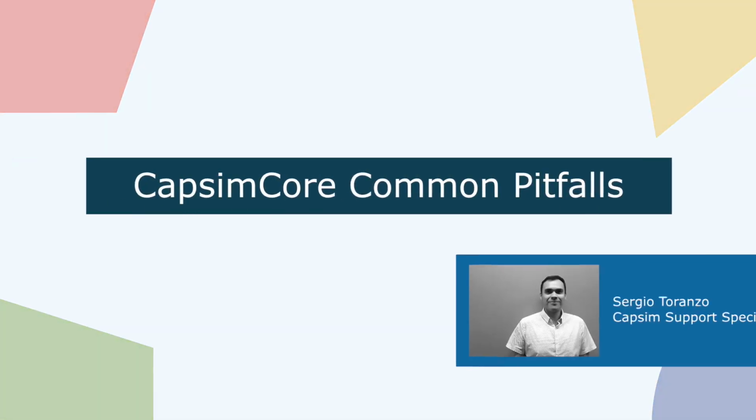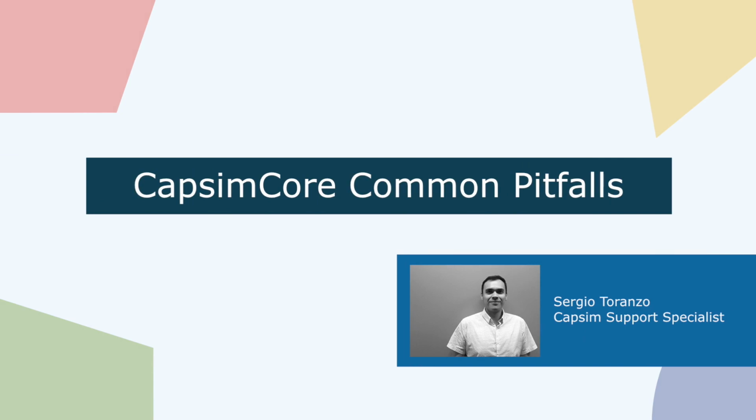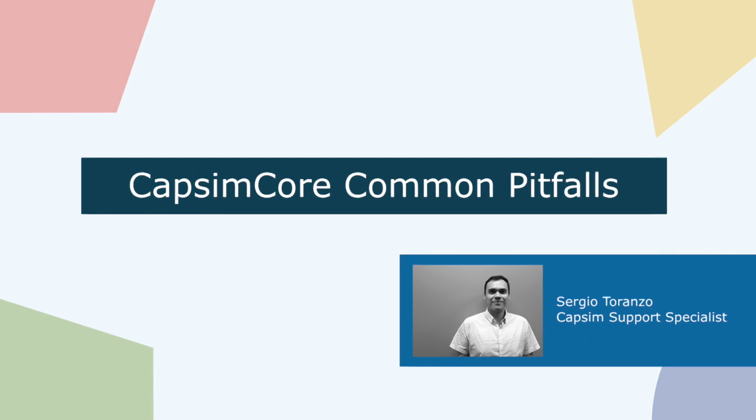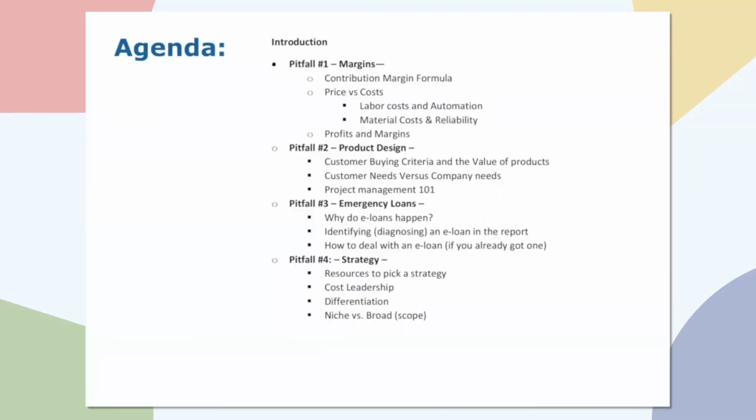I wanted to take 10 minutes of your time today to go over what I would consider are four of the most general pitfalls that I see most students fall into. The four pitfalls that I'm referring to are understanding contribution margins, looking into product design, emergency loans, what happens if you get one, how to deal with those in the aftermath, and selecting a strategy.